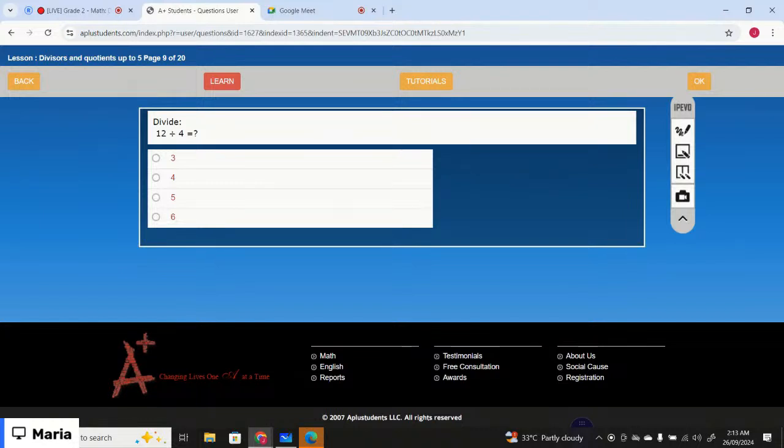12 divided by 4, which is the correct option? 12 divided by 4 is 3. The correct option is 3. 4 times 3 is 12, right? The correct option is 3.